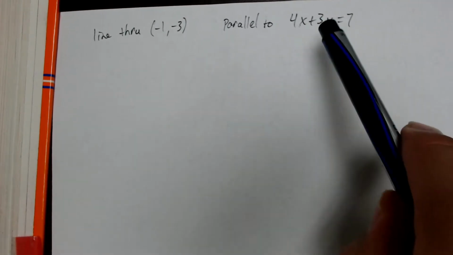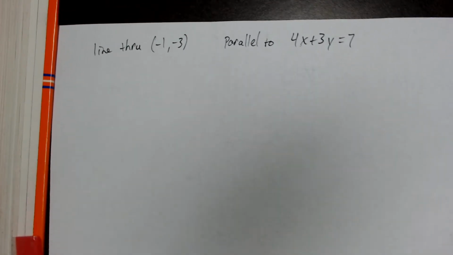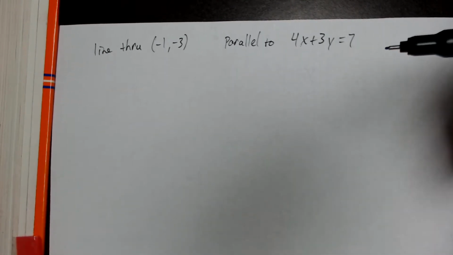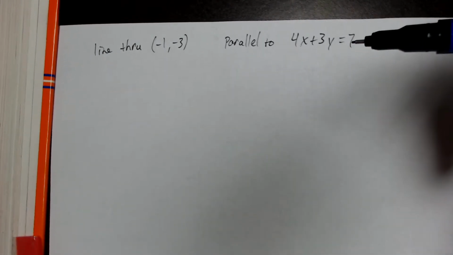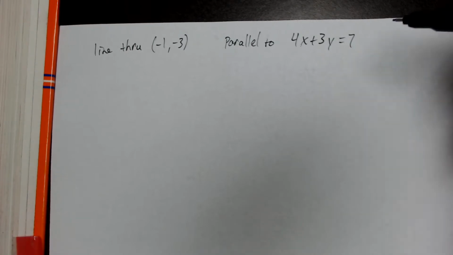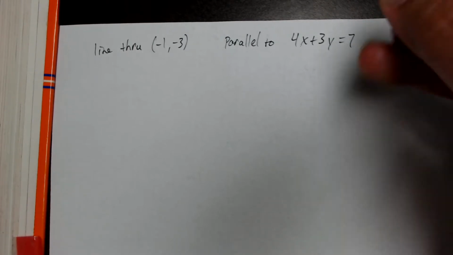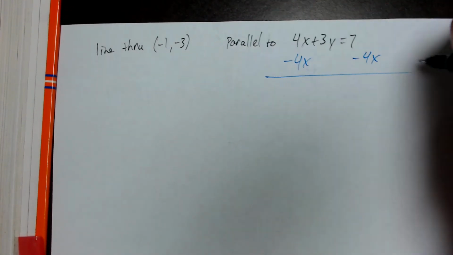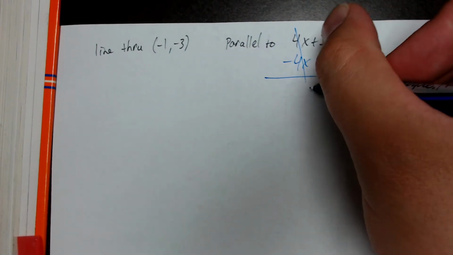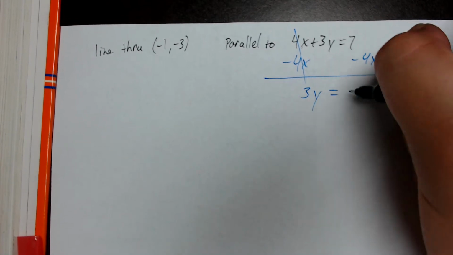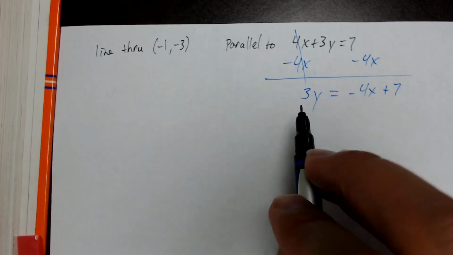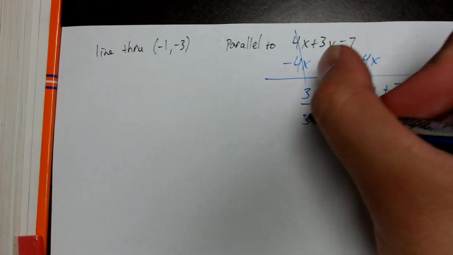We have to solve this line for y in order to find out what the slope is. And the funny thing is we don't actually have to finish solving because we don't care about the y-intercept. All we care about is the m value, or the slope. So I'll start by subtracting 4x from each side. That cancels. And then I take 3y equals -4x plus 7. And then to solve for y, I'll divide everything by 3.